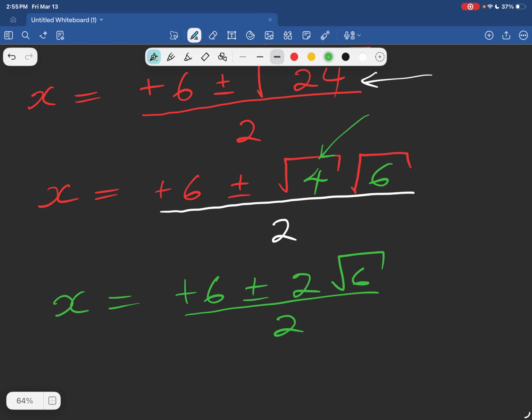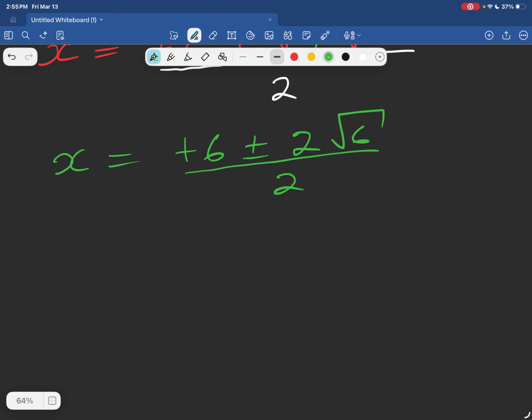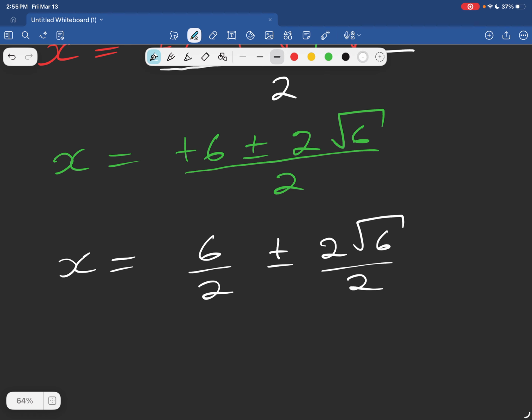And we can try to simplify further by separating the tops, by writing it like this. X is equal to 6 over 2 plus or minus 2 radical 6 over 2. And of course, we do our final simplification. 6 divided by 2 gives 3, and positive, and this cancels, leaving us with 3 plus or minus radical 6. And that is our final answer.